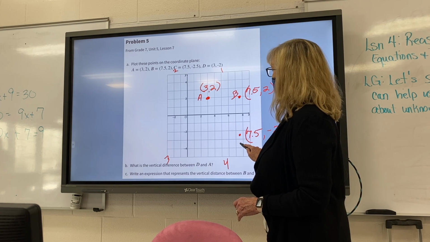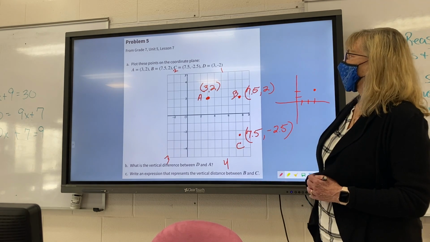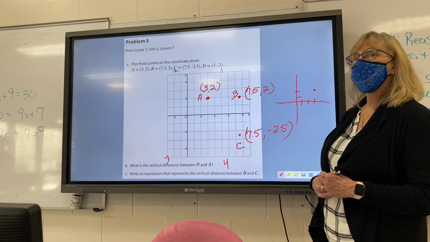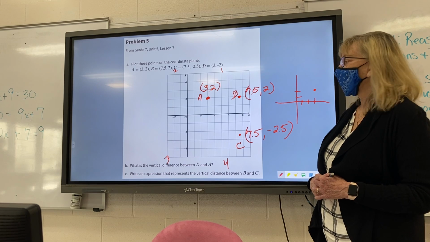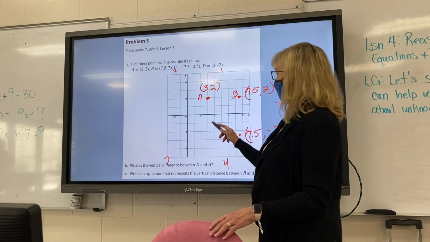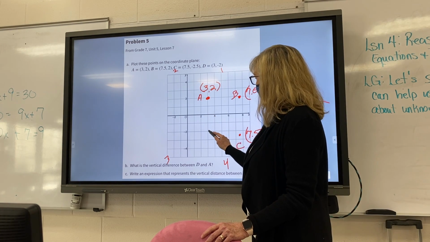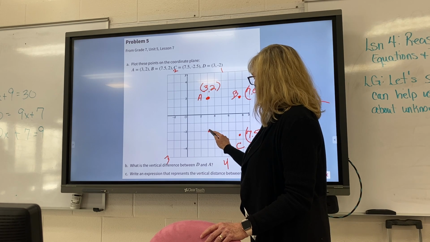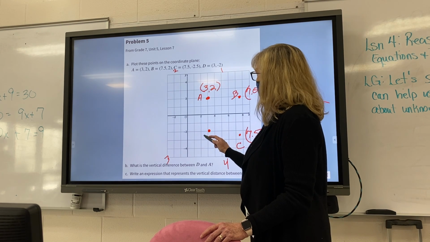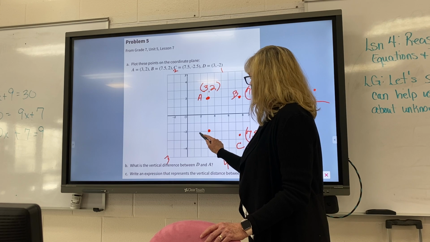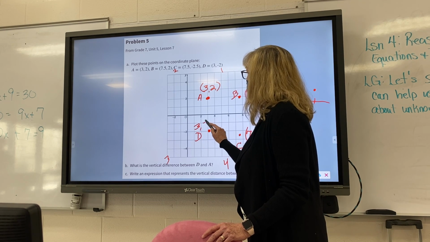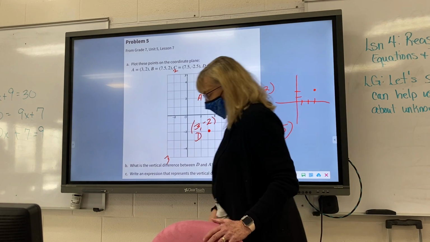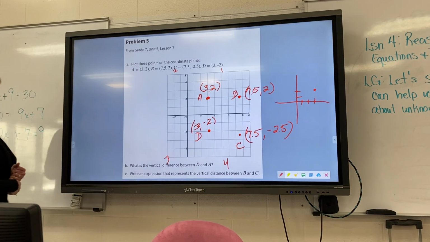Okay, so that's C. D is at 3 comma negative 2. Which quadrant? 4 again, so 3 comma negative 2 is right here. It's not making a perfect rectangle, it's making a quadrilateral, but it's not making a rectangle. But that's okay, we don't need it to. All right, we've now plotted it.